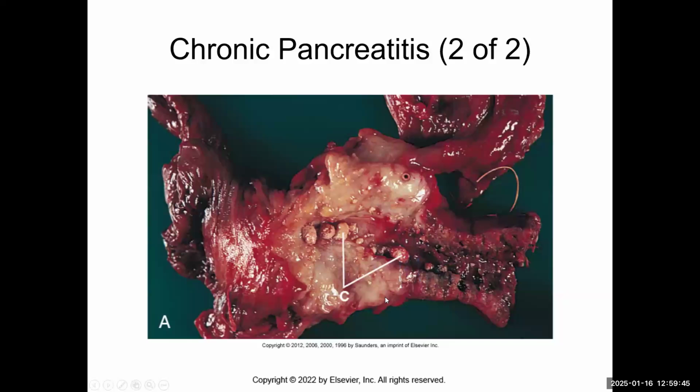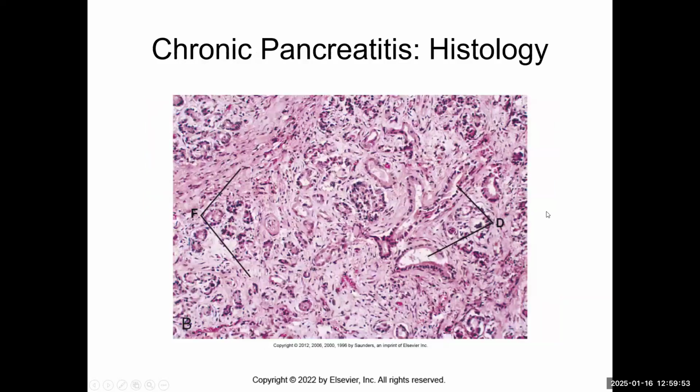So this is calcified, like these are calculi, calcifications, and the duct is very dilated here. And then we also have fibrotic material. So this is fibrotic material here, fibrosis here, and then these are the ducts, and the ducts get narrowed because of all of this fibrotic material around them.